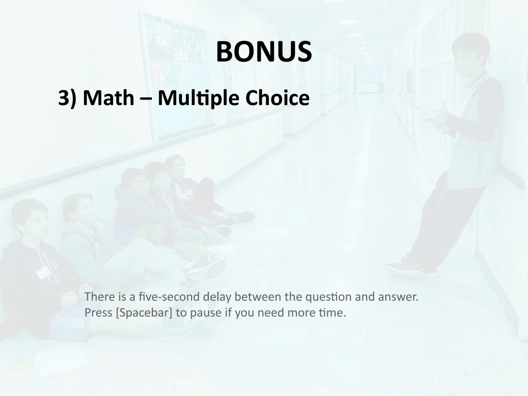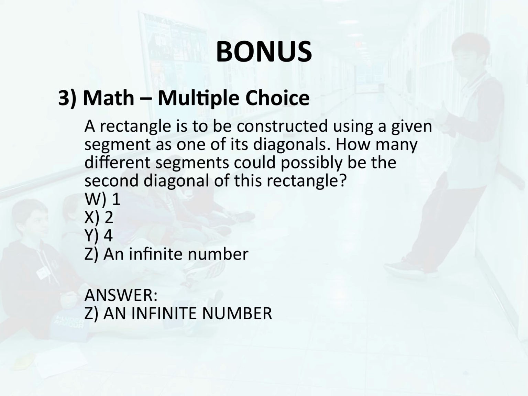Bonus 3. Math, multiple choice. A rectangle is to be constructed using a given segment as one of its diagonals. How many different segments could possibly be the second diagonal of this rectangle? W. 1. X. 2. Y. 4. Z. An infinite number. Answer: Z. An infinite number.